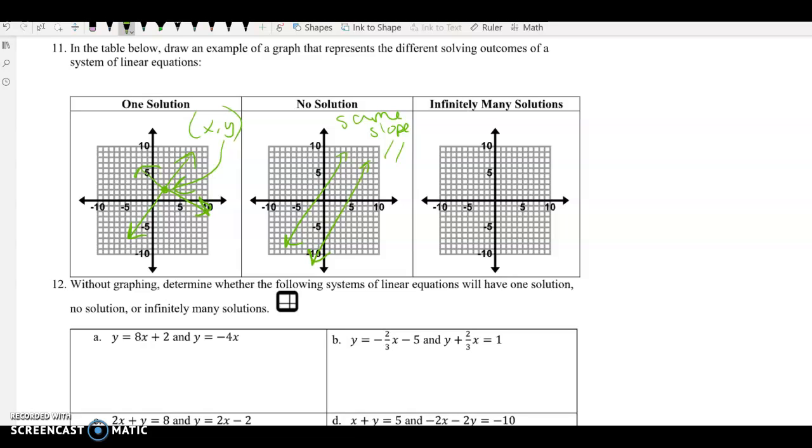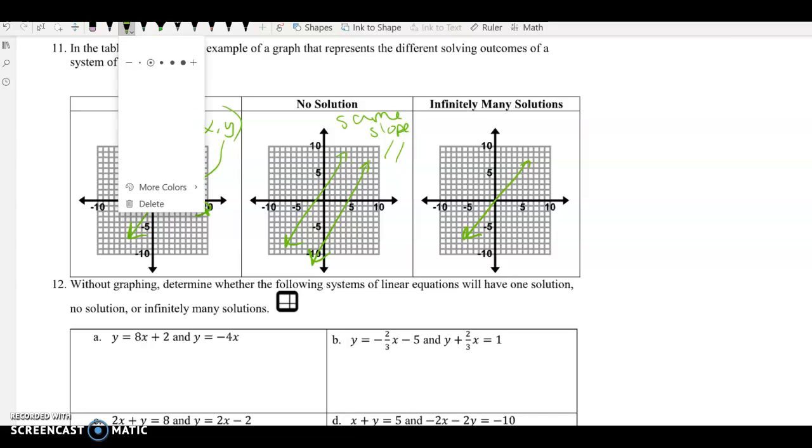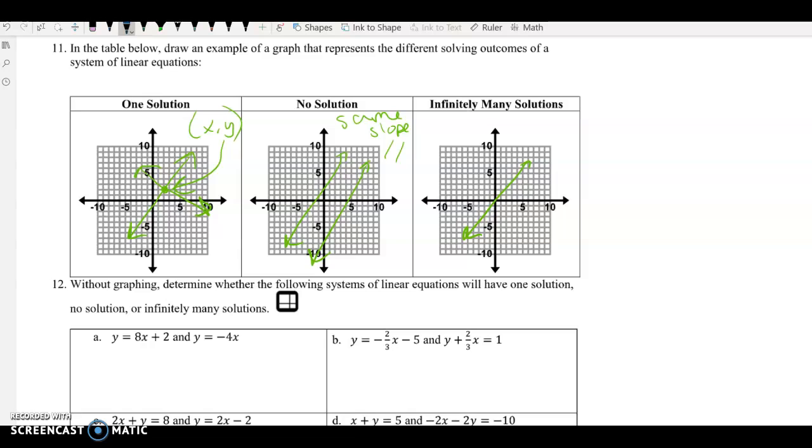And something with infinitely many solutions will have a line, but what's going to happen is the second line is going to be the exact same. So if I were to graph my second line, it would be the exact same. So you can't really see them, but they're always overlapping. So there's infinitely many spots on my line that would be a solution.